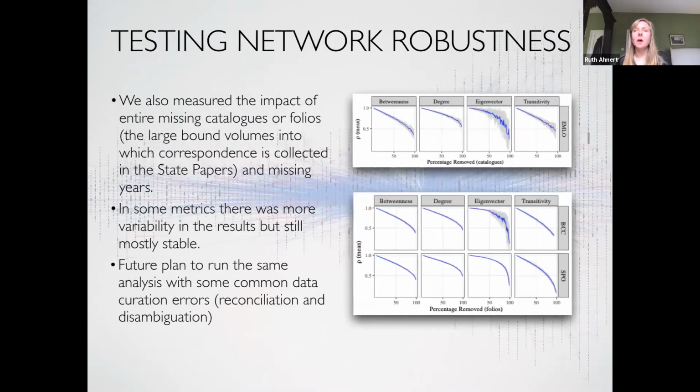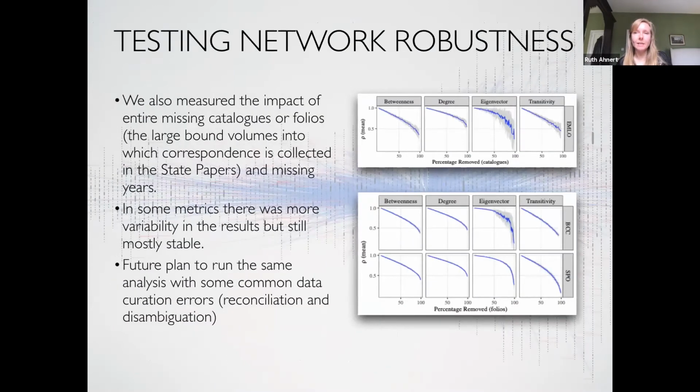They also tested some other potential sources of missing or incorrect data, including removing random samples of folios, so the large bound volumes in which correspondence is collected in the state papers, and random missing years. Some measurements showed more variability with certain types of removal. So for example, eigenvector centrality, which measures a node's centrality through its connections to other well-connected nodes, was somewhat more variable when we removed samples of full catalogues.